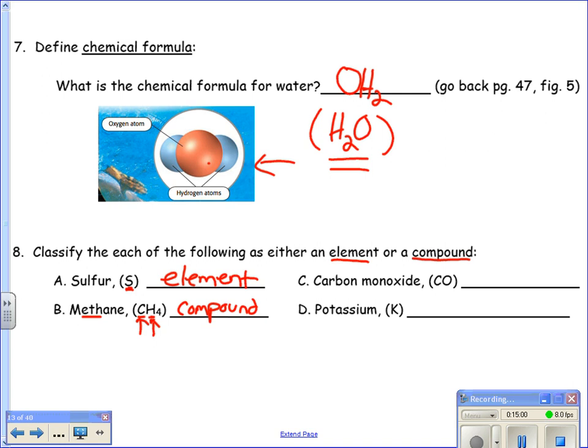Carbon monoxide has a capital C, capital O. Again, a compound. And potassium with a single K is an element.